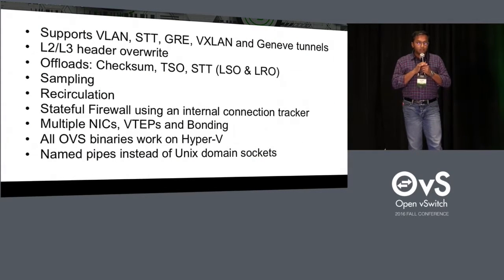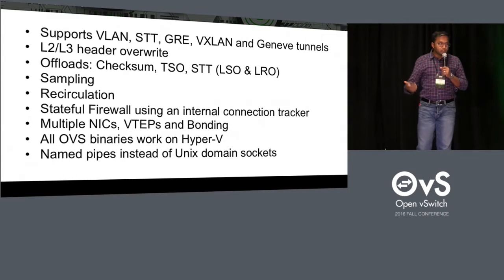So in terms of features, we try to keep it pretty much up to date with the OVS implementation itself on Linux. So we support all of the popular tunneling technologies. This year we basically added Geneve support and also enhanced STT for all of the offloads. The L2, L3 override can be used for things like routing. So we support sampling, recirculation, and we'll talk about firewall next. And recently we also added support for multiple NICs. You can think of it as the equivalent of tap devices. So you can create as many virtual adapters as you want on the host, and we're planning to leverage this for testing, etc. in the future.